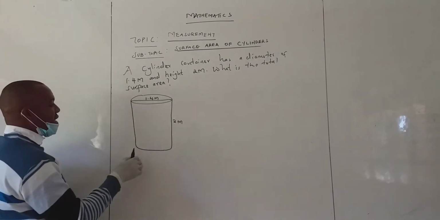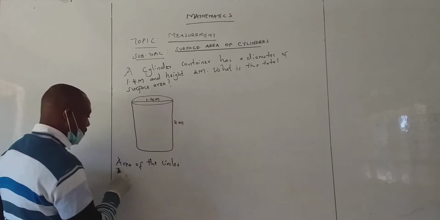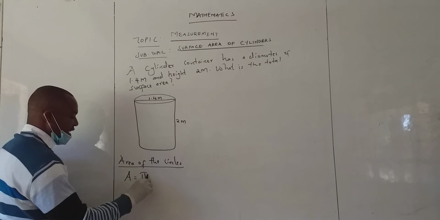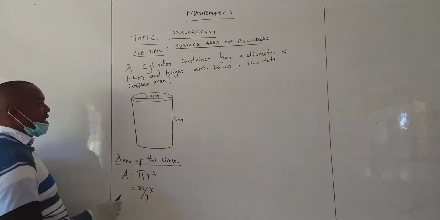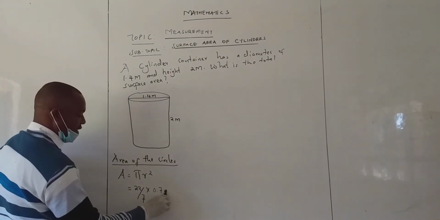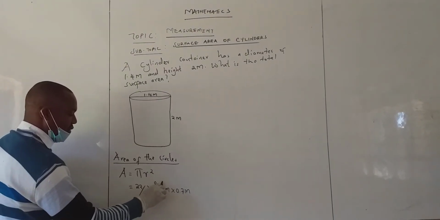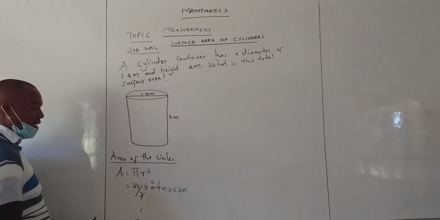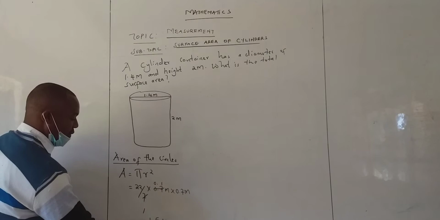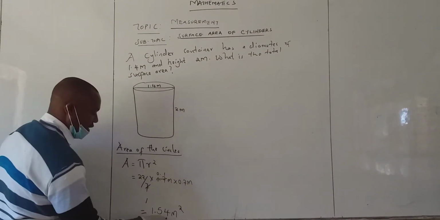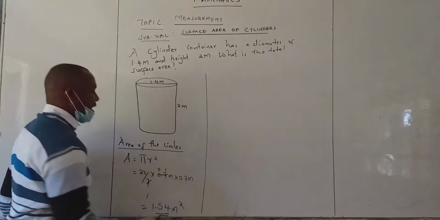We start with the circles. Area of the circle, write the formula: area is equal to pi r squared. Pi is 22 over 7, times the radius, which is half of the diameter, 0.7 meters, times 0.7 meters. Multiply all of it. With two decimal places, the area for one side of the circle is 1.54 square meters.